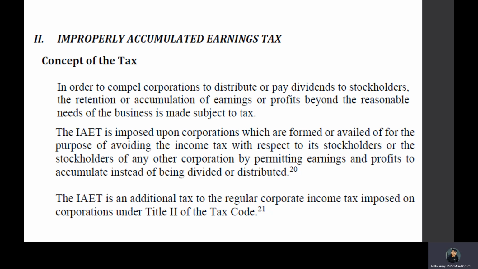So the EIT is imposed upon corporations which are formed or availed of for the purpose of avoiding the income tax with respect to its stockholders or the stockholders of any other corporation by permitting earnings and profits to accumulate instead of being divided or distributed. The EIT is an additional tax to the regular corporate income tax imposed on corporations under Title II of the Tax Code.